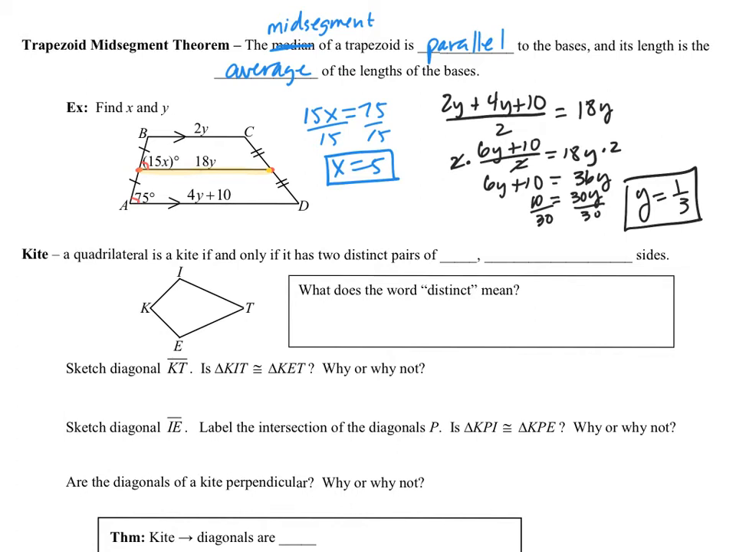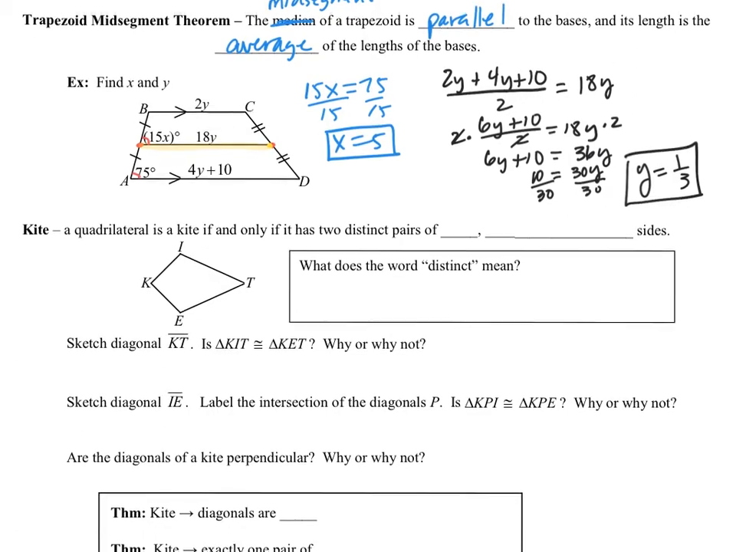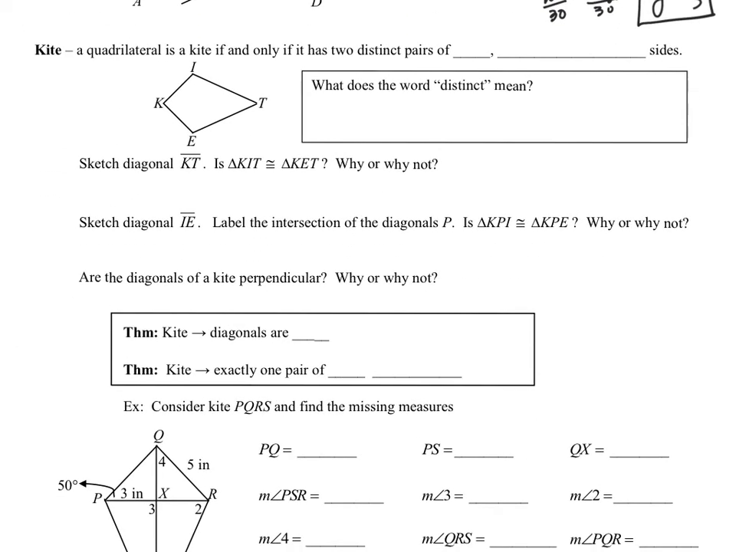All right, so you'll be using that trapezoid midsegment theorem. You'll be using it quite a bit in your homework. All right, so now let's go ahead and move on and talk about our last quadrilateral, and that is we're going to talk about what a kite is.